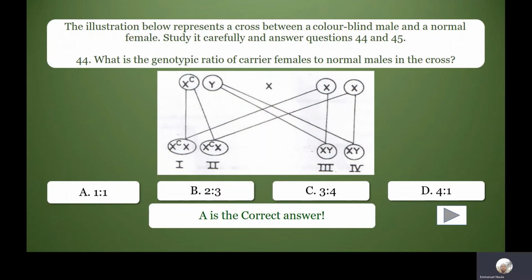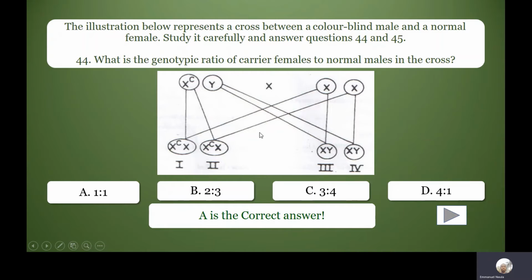The illustration below represents a cross between a colorblind male and a normal female. Study it carefully and answer questions 44 and 45. 44, what's the genotypic ratio of carrier females to normal males? So this is the male, XY, is suffering from the disease, and then XX is normal. So the male is colorblind, the female is normal.